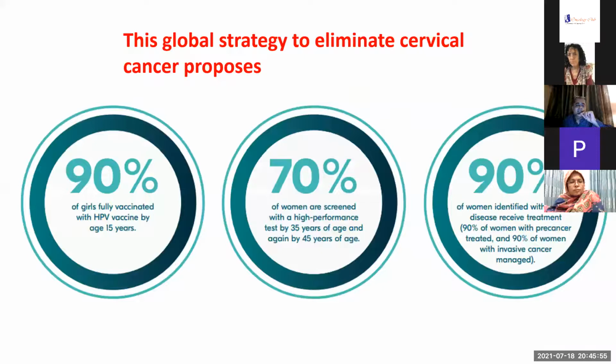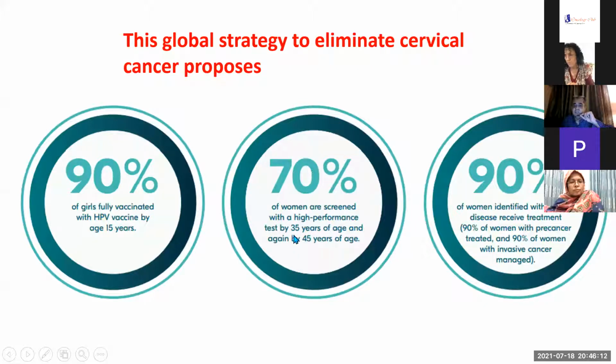So what is the strategy of WHO? They are working on the principle of 90-70-90. They aim to vaccinate girls by the age of 15 years. By 2030, they propose that 90% of girls by the age of 15 should be vaccinated.